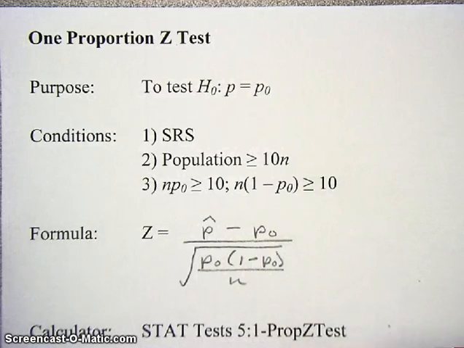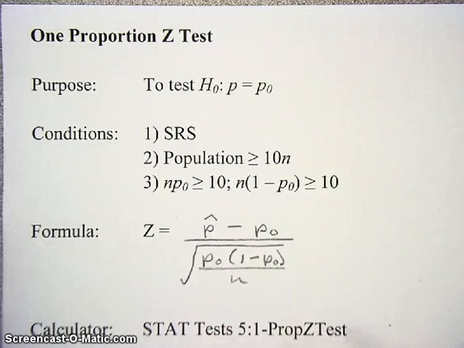If you want to conduct this test on the calculator, you go to Stat Tests and select number 5, one proportion z-test from the list, and I'll show you how that gets done in a little bit.